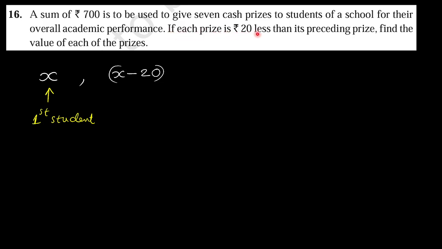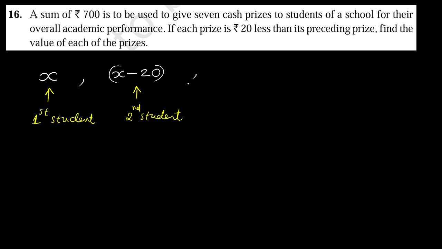Each prize is 20 less than the preceding. Preceding means previous, previous prize. So the second student will be getting 20 rupees less than the first person. How much the first person receives, I don't know. We assume it is X, but without any doubt I can write the second student will be getting X minus 20 rupees, because it is mentioned in the question, 20 less than the previous prize.